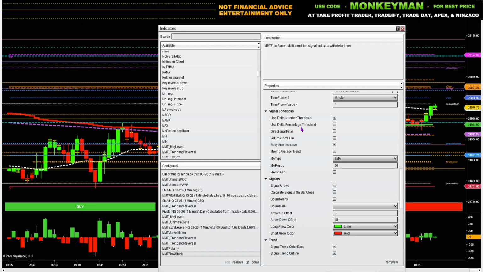So what this means, for the candles to print green or red, I'm using the delta number threshold. Anytime the delta is above 0, that's a positive condition. Anytime the delta is below 0, that's a negative condition. But it must be coupled with a body size increase.